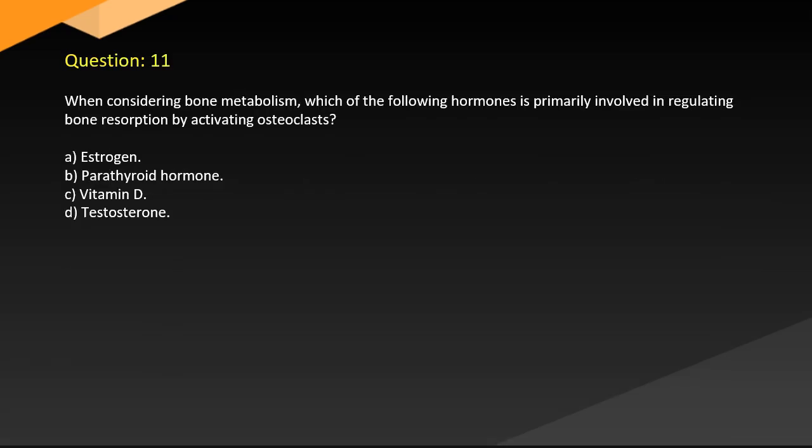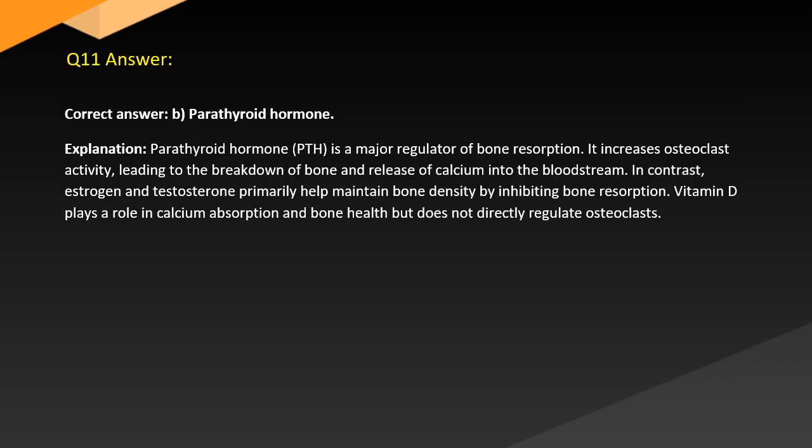Question 11. When considering bone metabolism, which of the following hormones is primarily involved in regulating bone resorption by activating osteoclasts? A. Estrogen. B. Parathyroid hormone. C. Vitamin D. D. Testosterone. Answer. Correct answer, B. Parathyroid hormone.